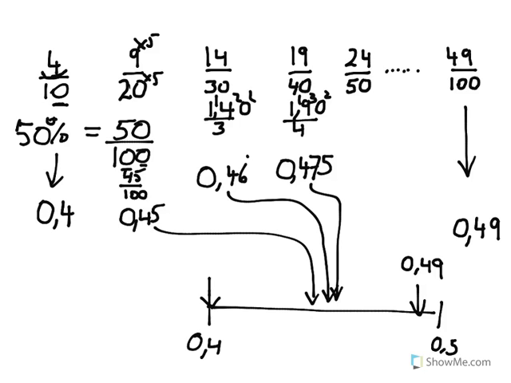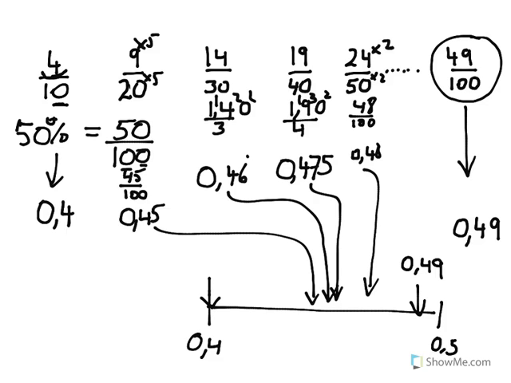Can you see the trend here? That as the denominator on the bottom gets larger. And 24/50, that's really easy to change to a decimal number or percentage by just multiplying top and bottom by 2. We'll get 48/100, which will be 0.48. And here we're getting a bit closer again to 0.49. But the fraction here that is closest to 50% was 49/100.